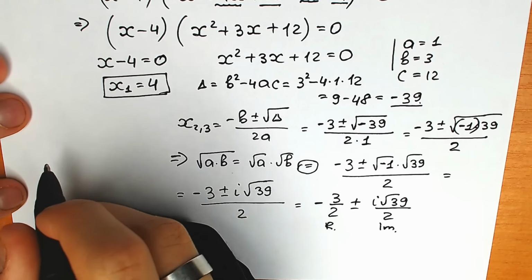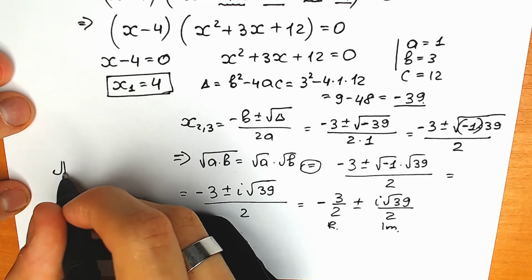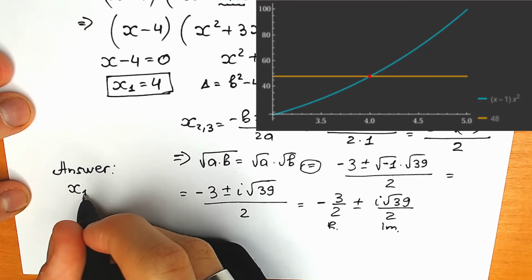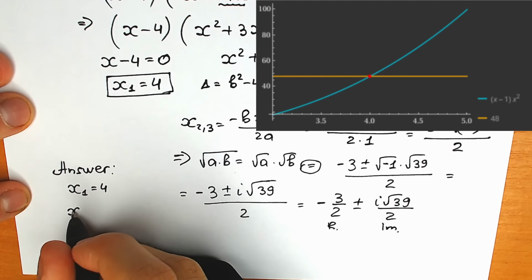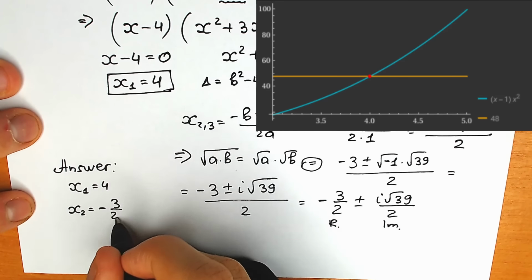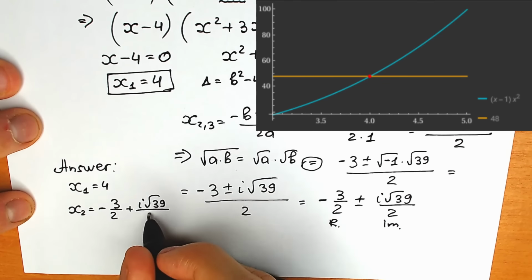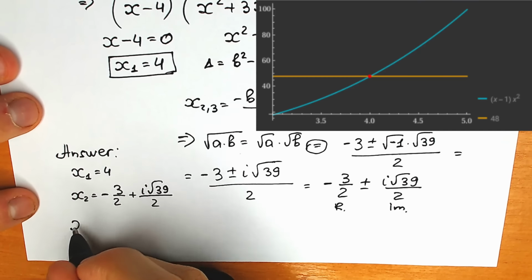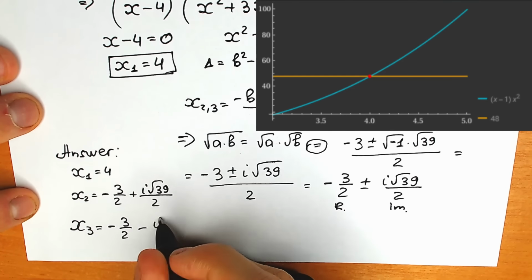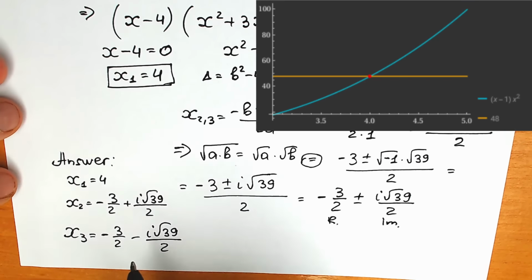Yeah, but right now I'm going to write our answer real quick, and then we can easily check, for example, our answer to this question. So x first is equal to 4, x second, let's write, for example, with the positive sign, so minus 3 half plus i square root of 39 over 2, and the third root, so x third is equal to minus 3 half minus i square root of 39 over 2.